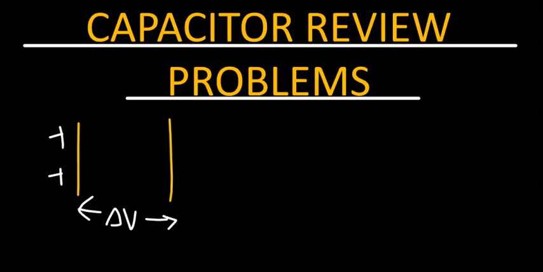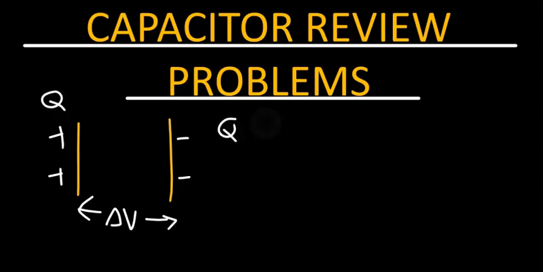In this video, we shall look at a couple of review problems on capacitors. First, a brief introduction. Assume you have a parallel plate capacitor, like that. The potential difference between the plates is delta V. The left-hand side plate is positively charged, and the right-hand side plate is negatively charged. The total charge is, let's say, Q.